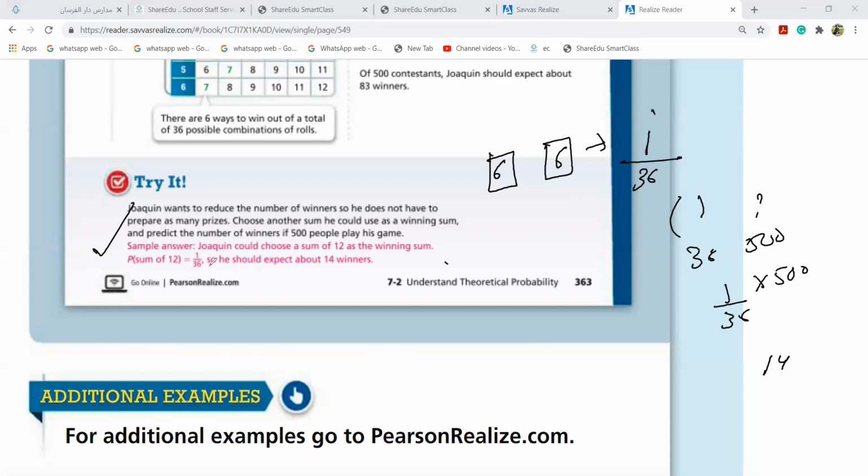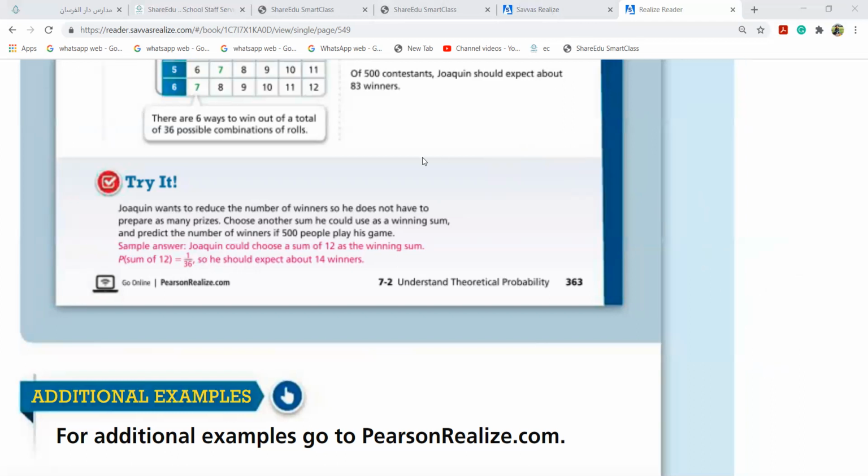Finished writing? Yes. Others? Miss, can I go to the bathroom? Sure. I'm done.